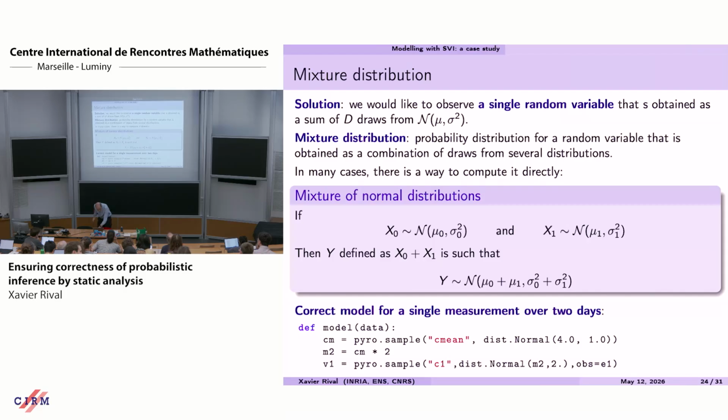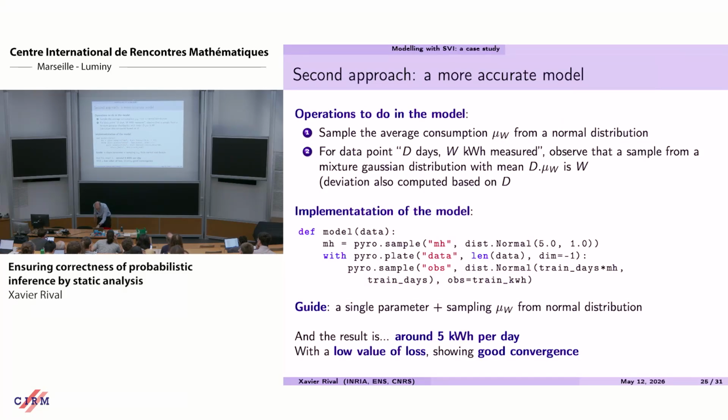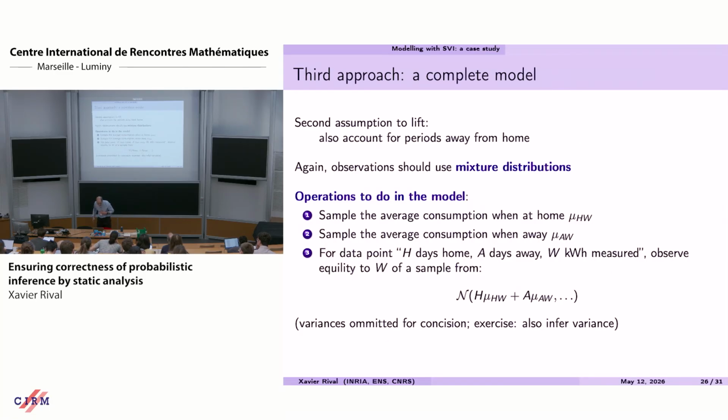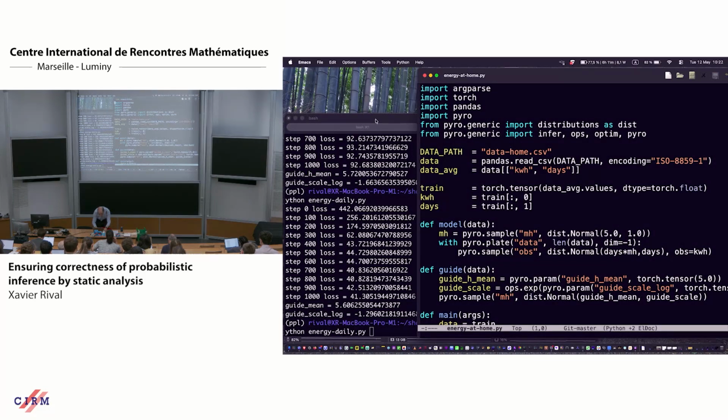So we used mixture distributions to account for the fact that I had 1 measurement for a period of n days. Next, I can also use the same mixture distribution to sum a number of measurements of 2 kinds. Some of them are days where I'm home, some are for days where I'm away. Okay, so let us immediately look at the implementation.